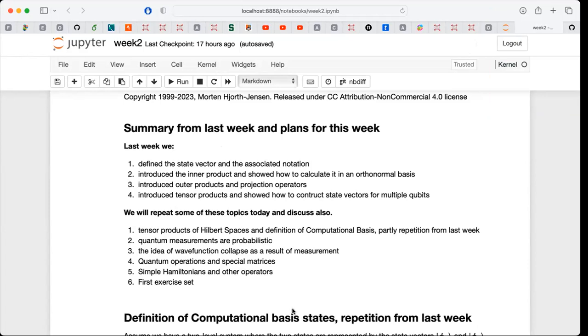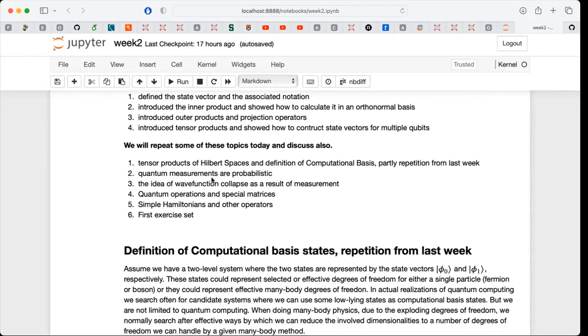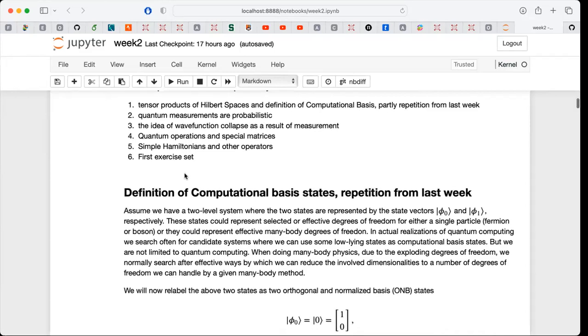Now, today we are going to revisit these tensor products and link that with the computational basis again. So this will be partly a repetition from last week. I'm going to say something about quantum measurements, and then we are going to switch over to quantum operations and special matrices, simple Hamiltonians and other operators, and the first exercise set.